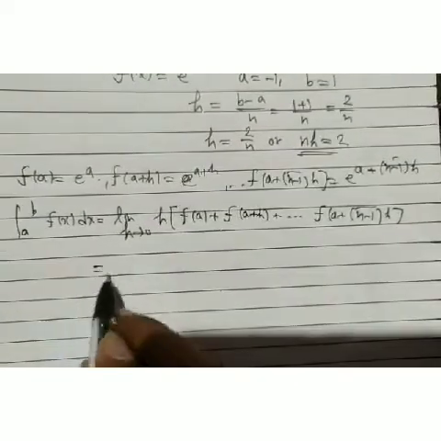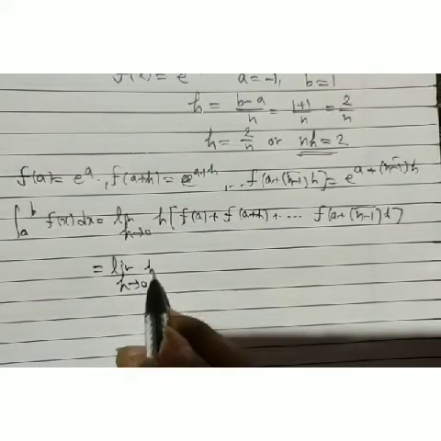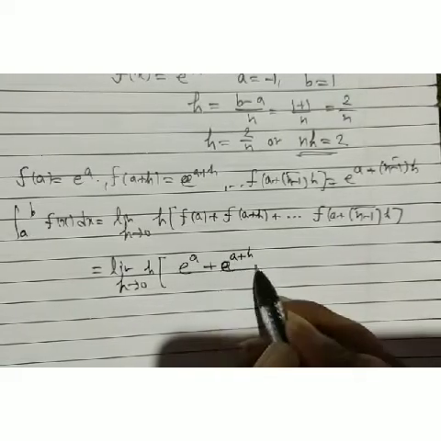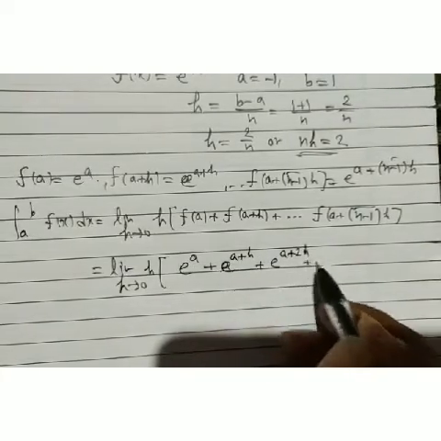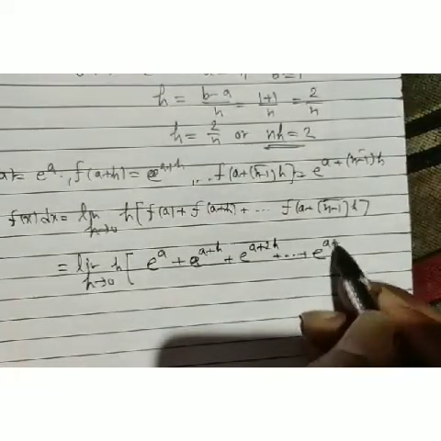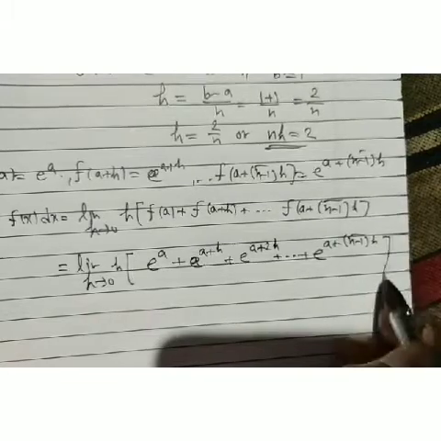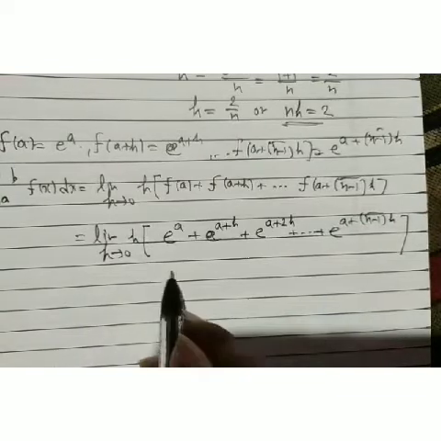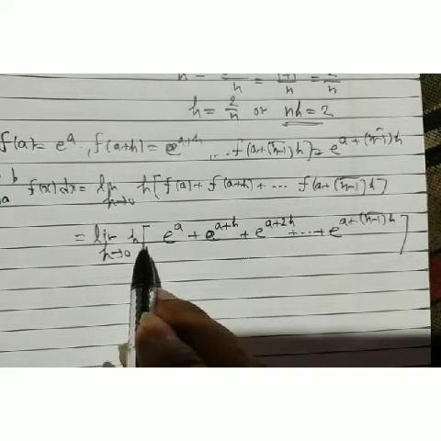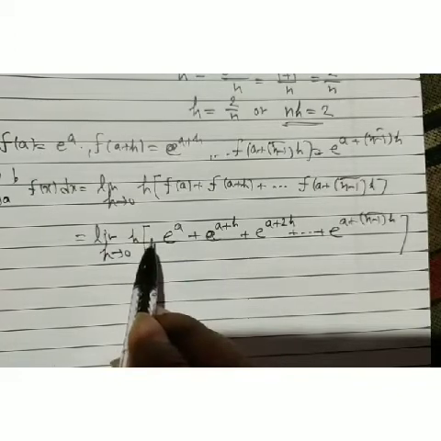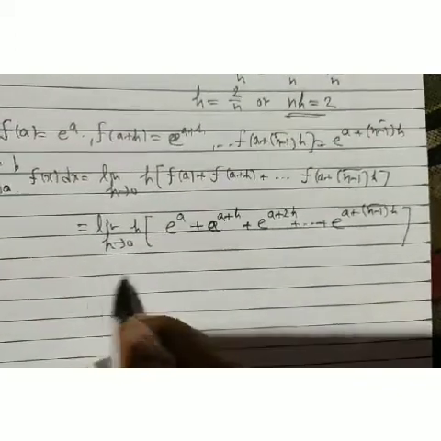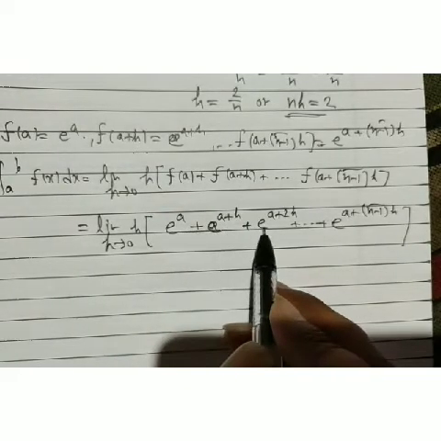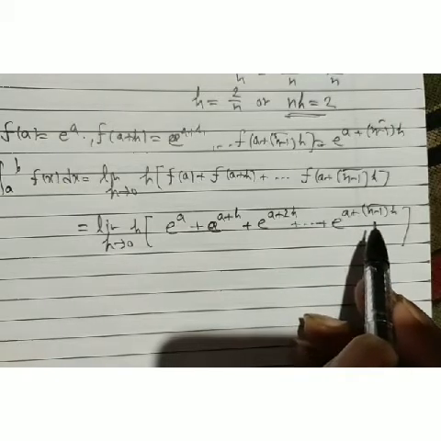Now we put in the values: limit as h tends to 0 of h times [e to the power a plus e to the power a plus h plus e to the power a plus 2h plus dot dot e to the power a plus (n minus 1)h]. Now we have put the value there, and we change our limit as sum. We get e to the power a, e to the power a plus h, e to the power a plus 2h, and e to the power a plus (n minus 1)h.